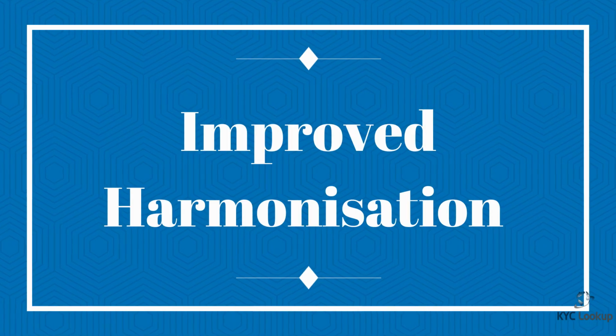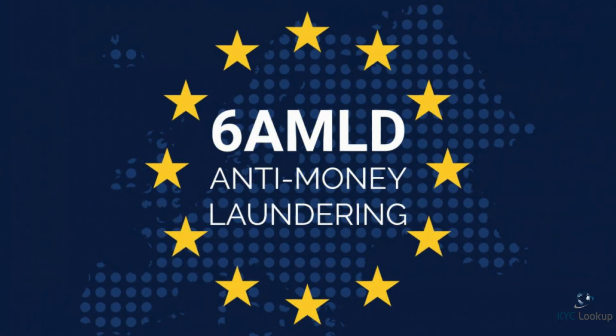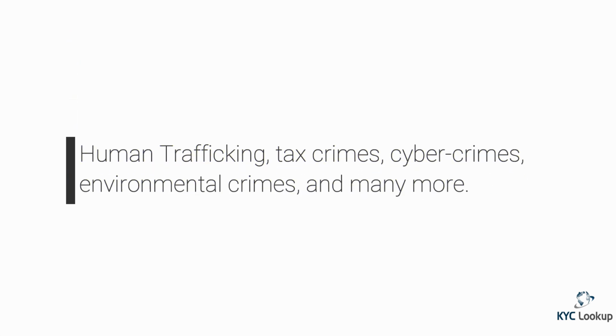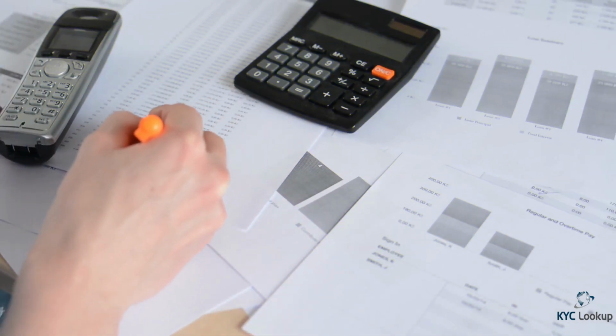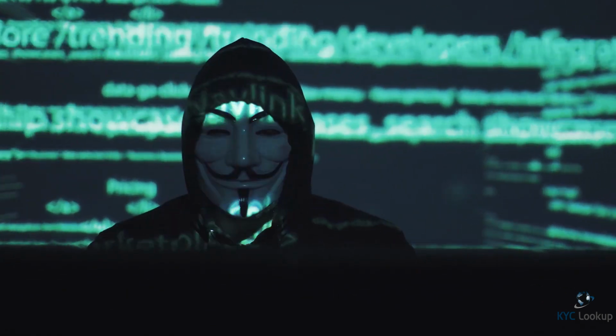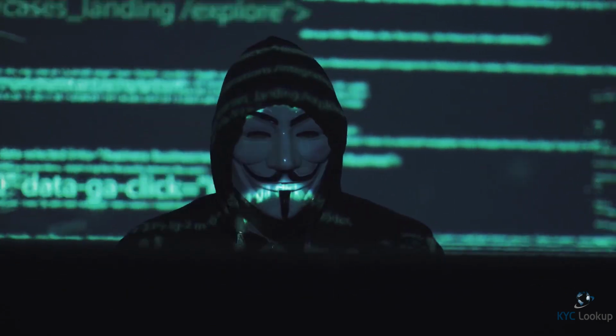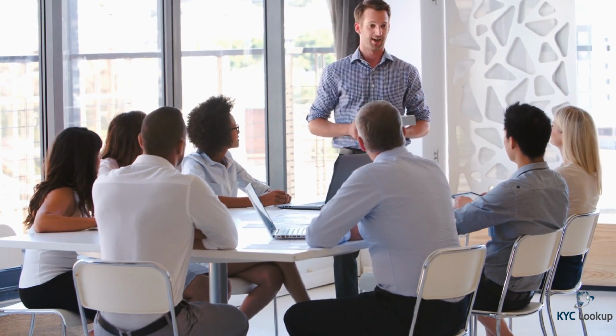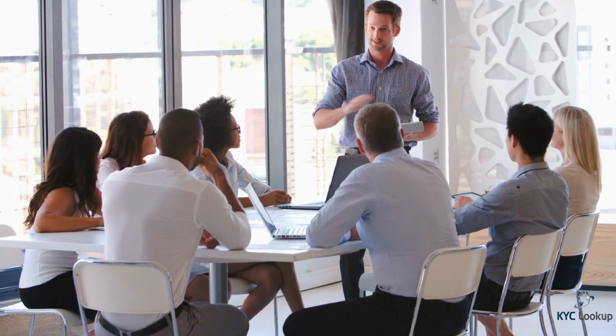Improved harmonisation. The 6th EU AML Directive provides a list of 22 different offences that are legally considered money laundering. This extensive list includes human trafficking, tax crimes, cybercrimes, environmental crimes, and many more. It is worth highlighting that this is the first time that cybercrimes have been included in the context of an anti-money laundering directive. Businesses around the EU will have to train employees to adjust their AML programs so they can properly prevent and detect these illegal activities.